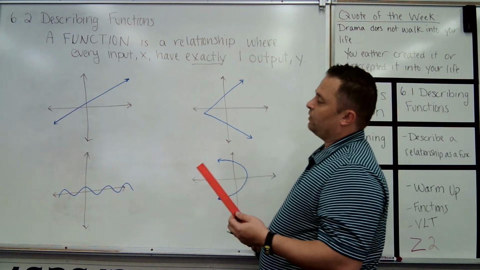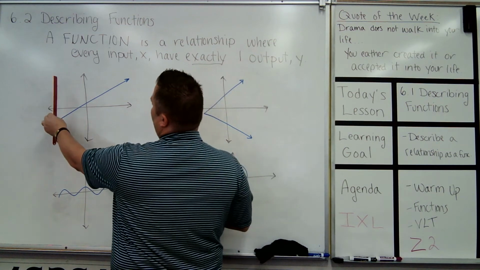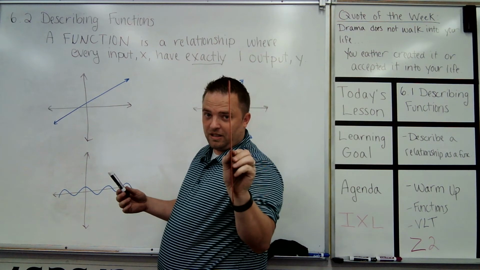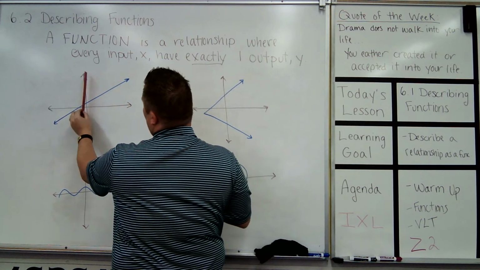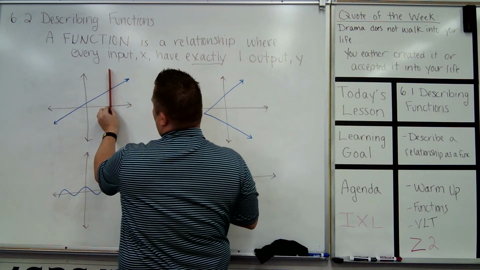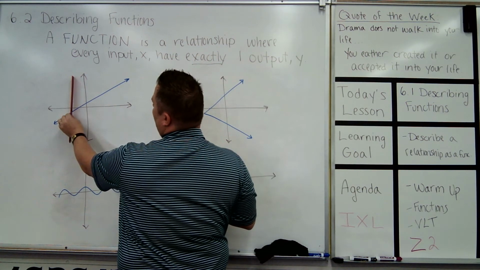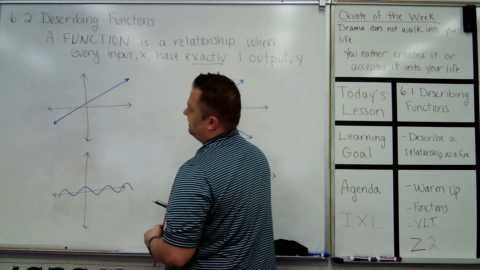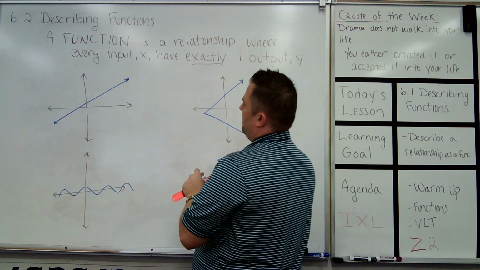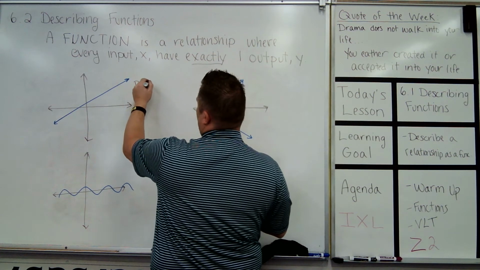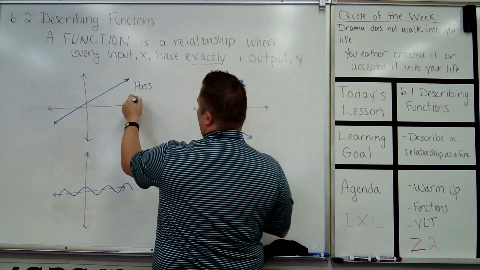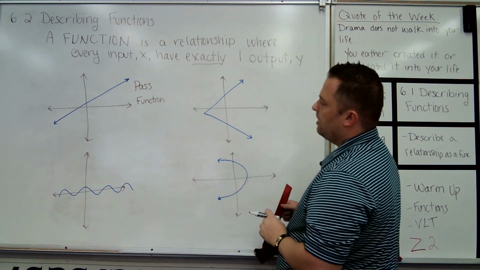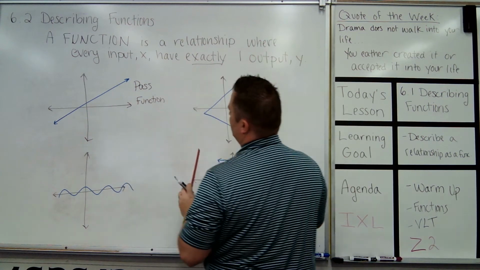So I'm going to check my vertical line test. I'm going to place a vertical line anywhere and everywhere on this graph. It's a vertical line. It has to be straight up and down. So I'm going to put it anywhere I want on this line. If no matter where I put it, it only touches this blue line once, no matter where I put it, it passes. Okay? This passes the test. Therefore, this is an example of a function, because no matter where I put it, it only touches once.